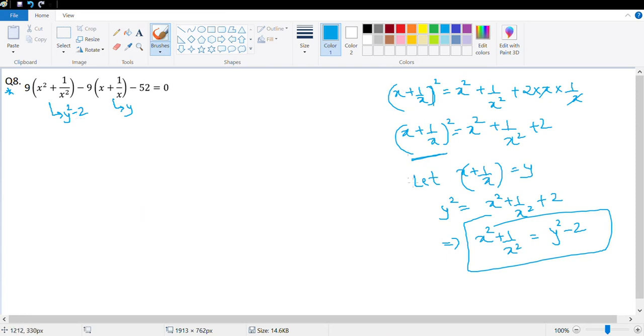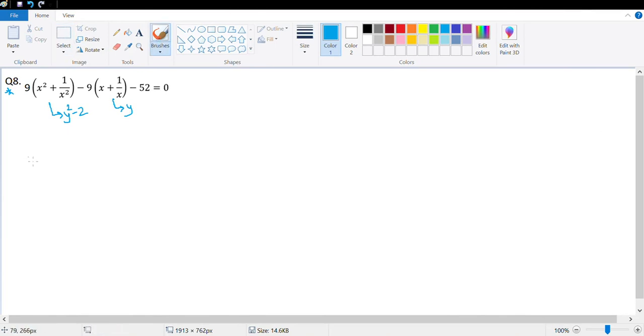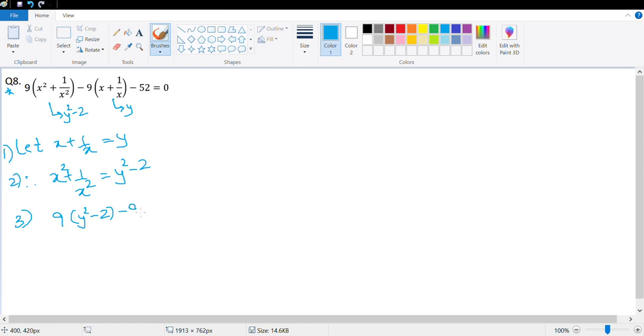I hope you also remember the formula for (x minus 1 upon x) the whole square. You could also get a question like this. Right. So after we've done this, let's go ahead and solve this question. So let x plus 1 upon x is equal to y. Therefore, x square plus 1 upon x square is equal to y square minus 2. Now let's substitute. When we substitute, we get 9 times (y square minus 2) minus 9 times y minus 52 is equal to 0.